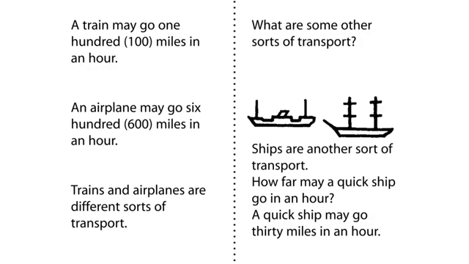A train may go 100 miles in an hour. An airplane may go 600 miles in an hour. Trains and airplanes are different sorts of transport. What are some other sorts of transport? Ships are another sort of transport. How far may a quick ship go in an hour? A quick ship may go 30 miles in an hour.